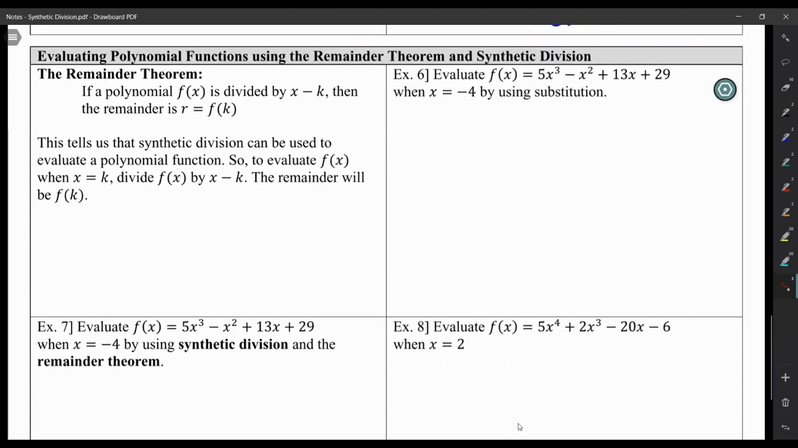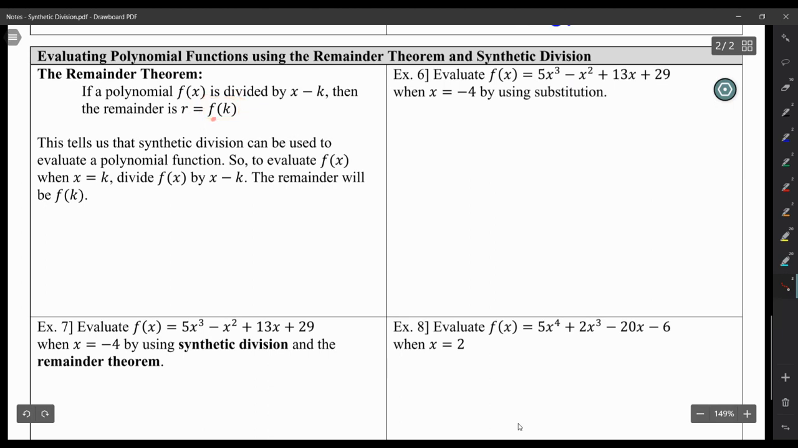So you can also use synthetic division to evaluate a polynomial. So basically, the old way we used to evaluate was by plugging in our x value for every x and then simplifying using order of operations. With synthetic division, basically we can say that the remainder is the evaluated version of the polynomial with whatever x is.